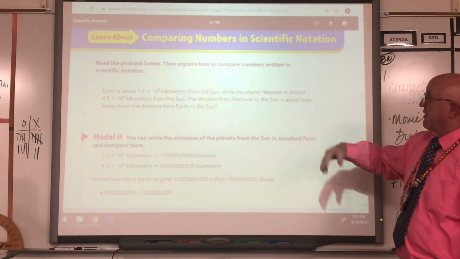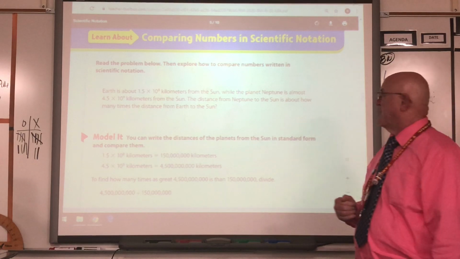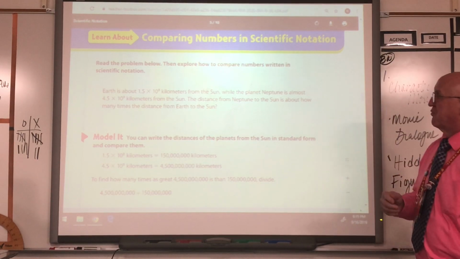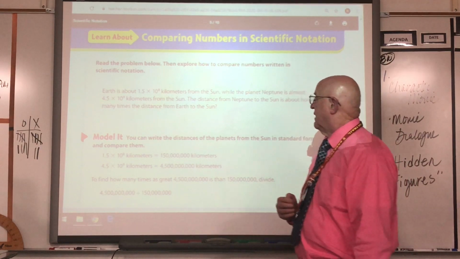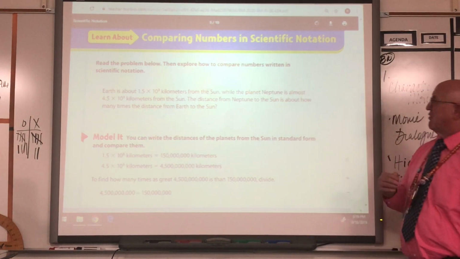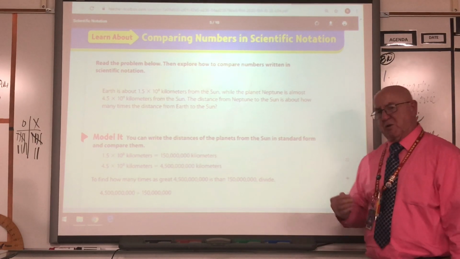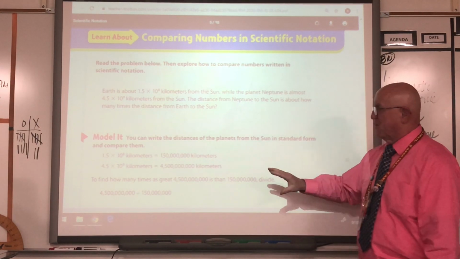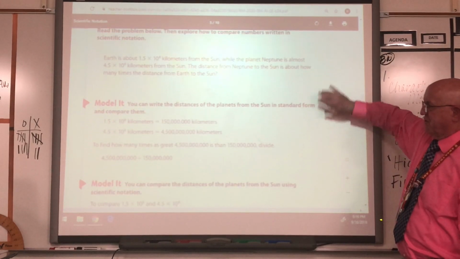All right, so Earth is about 1.5 times 10 to the 8th kilometers from the sun, while the planet Neptune is almost 4.5 times 10 to the 9th kilometers from the sun. The distance from Neptune to the sun is about how many times the distance from Earth to the sun? So what we're going to do is model this in a couple different ways so that we can see ways to figure this out and make it simpler for us.